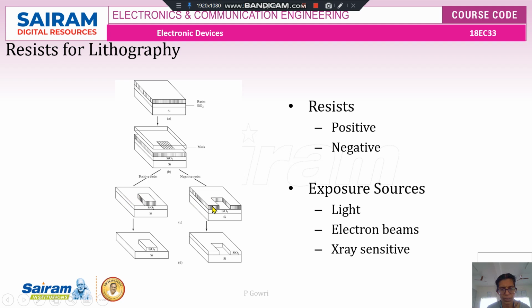But in negative resist, the photoresist layer which is exposed to the light rays will become hardened and remain as such, and the remaining part will be removed. So this is the output of the photolithographic process for this pattern. The light source can be ordinary electromagnetic radiation, light waves, or a beam of electrons, or it can be an X-ray also.